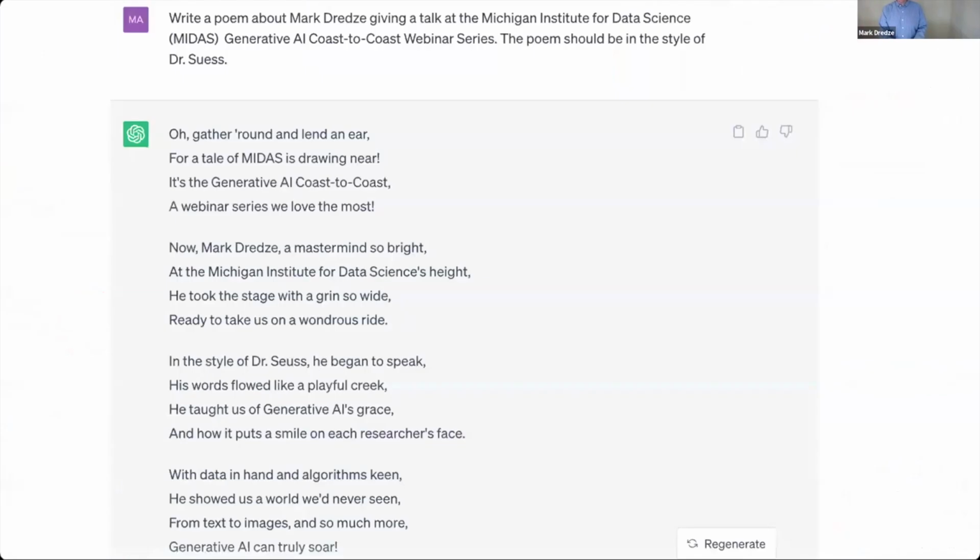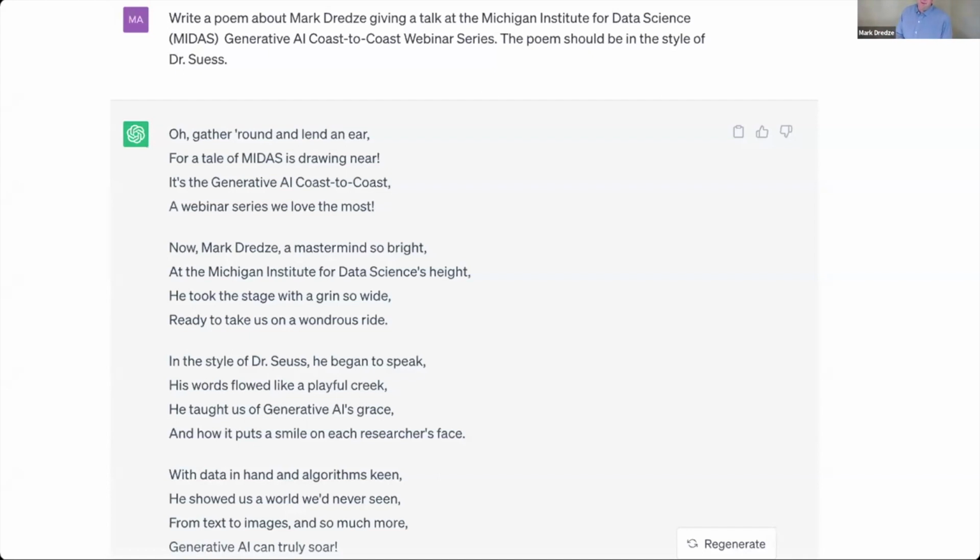And so I think many of us are familiar with the really exciting creative potential of these models. So here I asked ChatGPT, write a poem about Mark Dredze giving a talk at the Michigan Institute for Data Science Generative AI Coast-to-Coast webinar series, and the poem should be in the style of Dr. Seuss. I'm not going to read this.